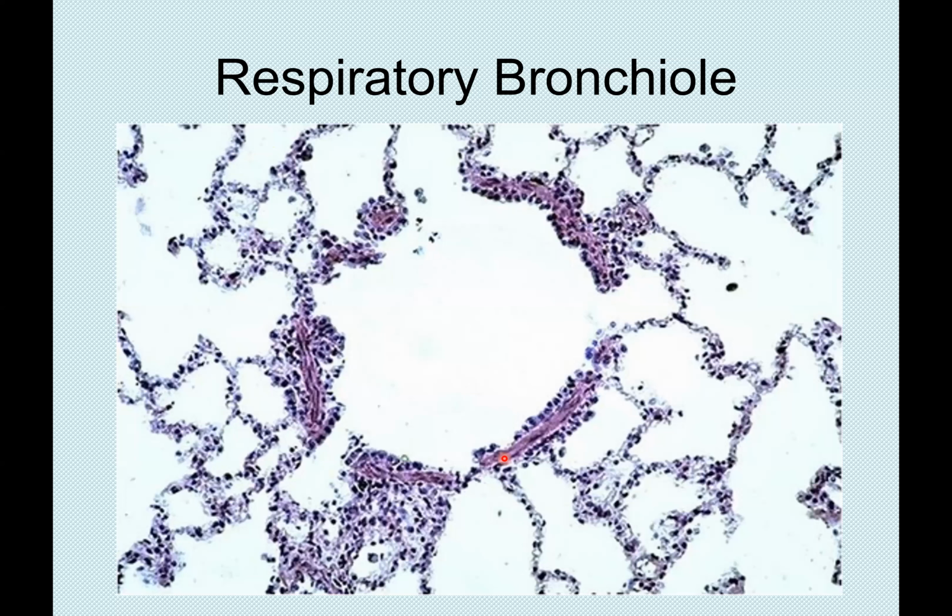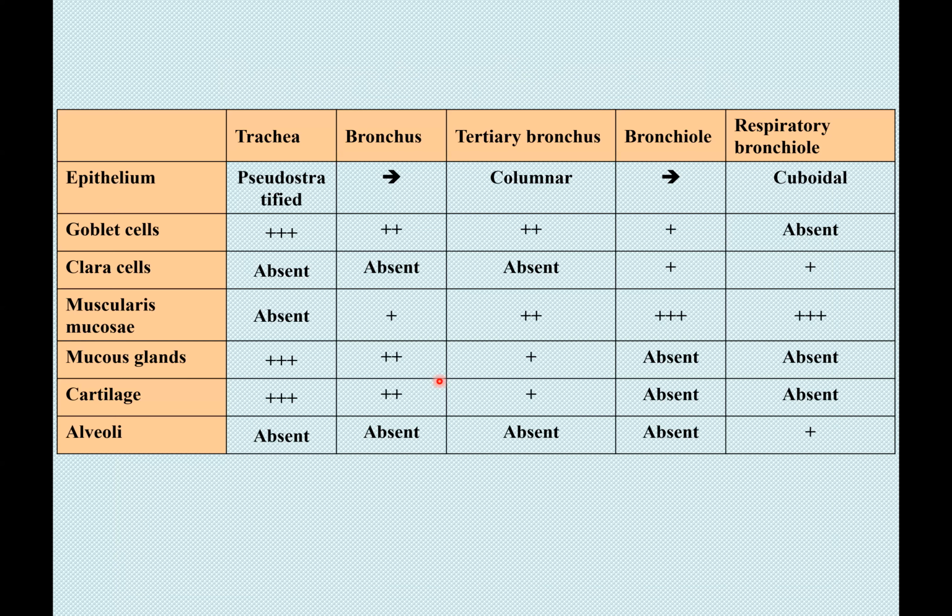So this is just to give us the differences from the trachea to the respiratory bronchiole. Very simple. I've made it very simple here for you, so make sure you take time to look at it. When you see the plus signs, it tells you, for instance, that goblet cells are more in the trachea. As you come to the bronchus, they reduce. In the tertiary bronchus, they are gone. The bronchiole becomes small. In the respiratory bronchiole, you see it. So that's the meaning of those plus signs.